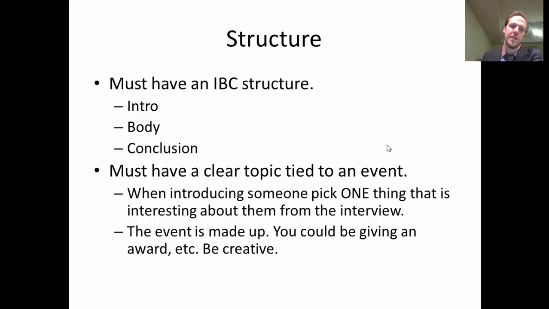When you have the interview, you'll probably ask a bunch of general questions, and that's what I would do. From those general questions, pick one thing that they said and then send them a couple of follow-up questions about that one specific thing, and that way you'll have a clear topic. So you'll be introducing them, identifying a talent or something cool or a story that they told, to get at who they are as a person, to introduce them to the class. And then finally, you'll conclude by having a takeaway point and also covering, once again, what you covered in the body.